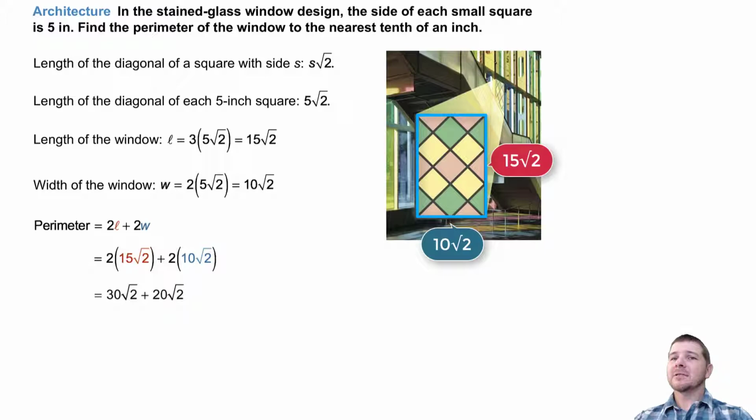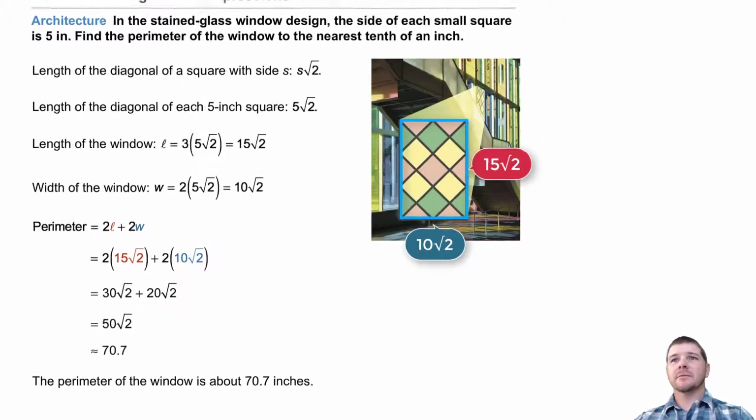We have a common index and a common radicand in these two terms, so we'll simplify this to 50 times the square root of 2, and then using a calculator to approximate, that's approximately 70.7. So we can state in our final answer, the perimeter of the window is about 70.7 inches.